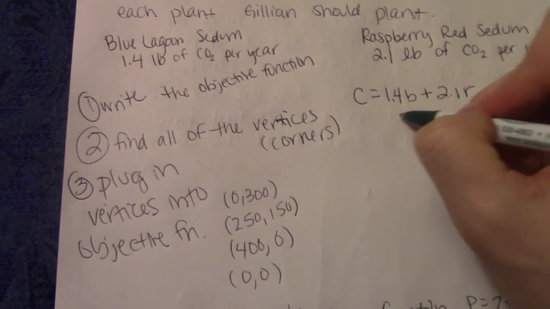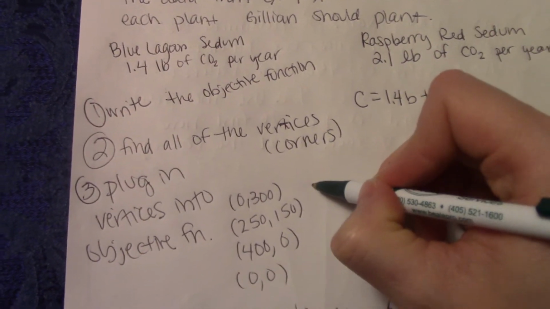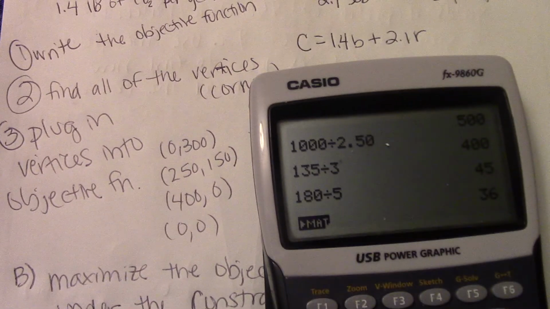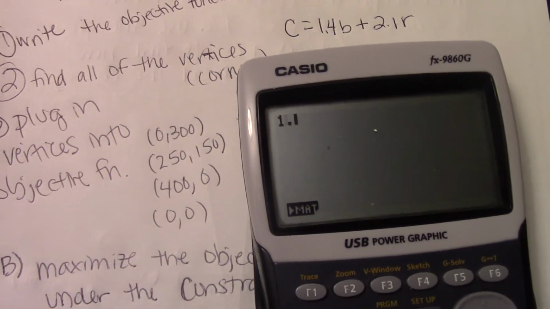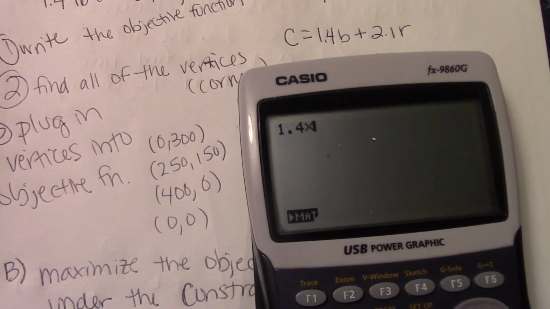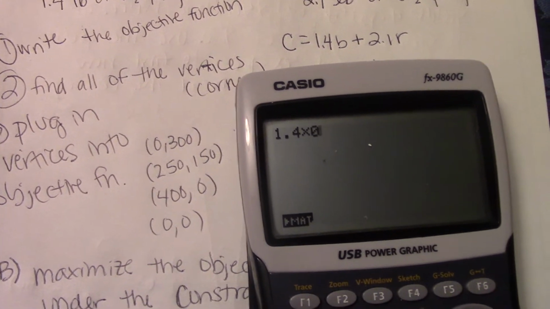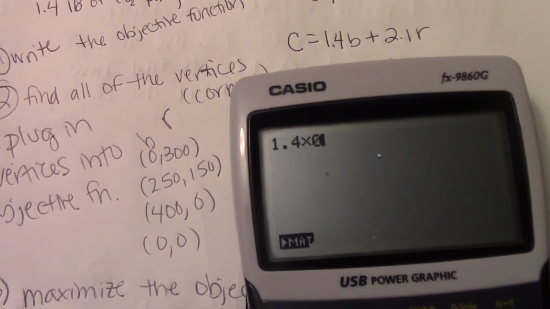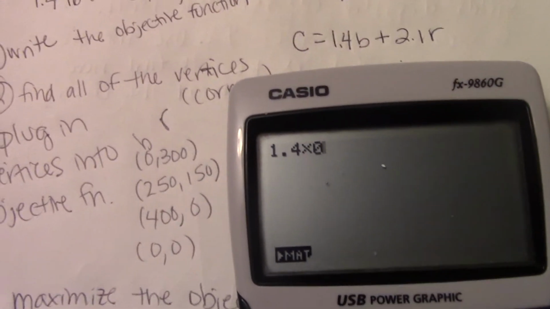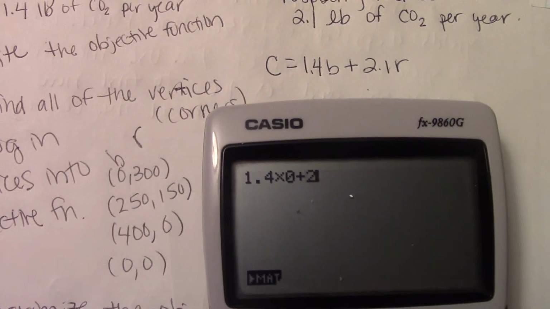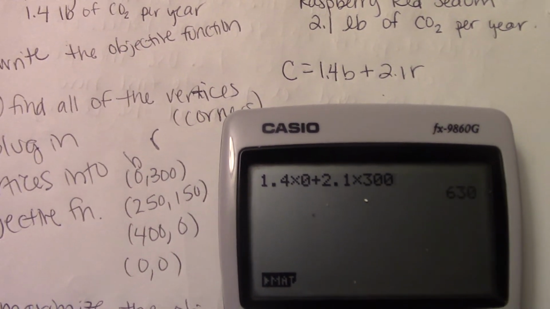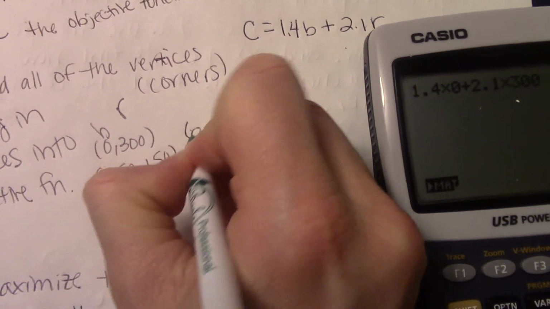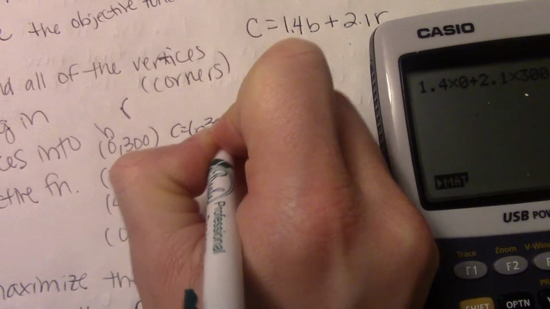Okay, so we're going to plug them right in here. I'm just going to grab my calculator and do it all at once. We have 1.4 times 0, because remember these are our blues and these are our reds, according to our graph, plus 2.1 times 300. When I plug that in, I get 630. So this one here is C equals 630.